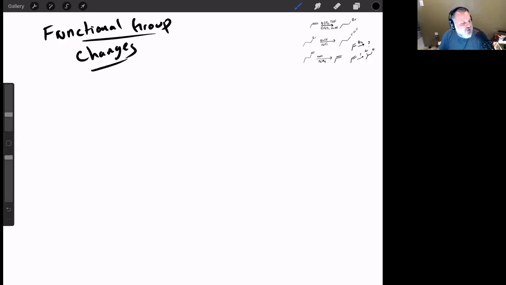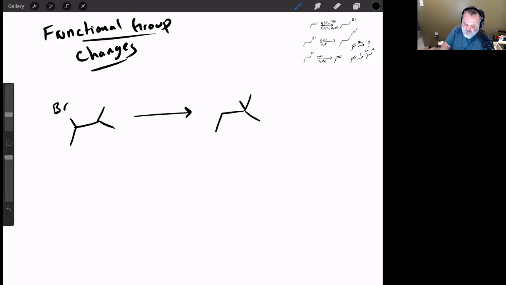All right, so how could I accomplish changes in a functional group? One example might be, if I have a bromide and I want to convert it to another bromide, but move it to another location. In this case, I have a bromide that's in a less substituted position, and I want to move it to the more substituted position. So how could I accomplish that transformation?